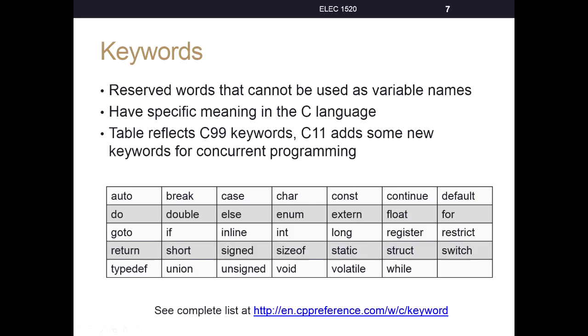Below is a table that reflects keywords from C99. Well, there are different standards for the C language. There was a 1989 standard. There was a 1999 standard. There was a 2011 standard.